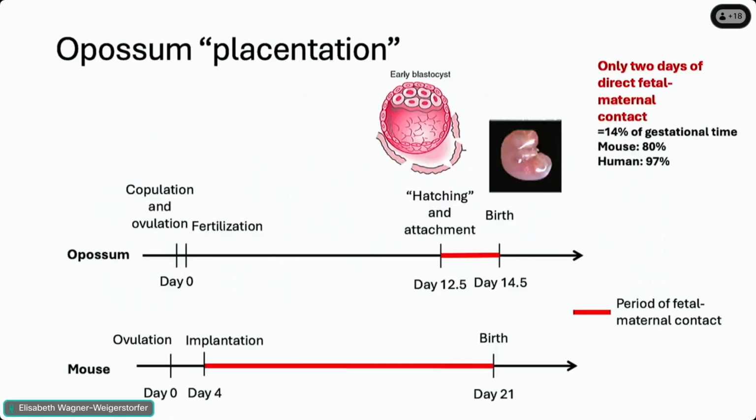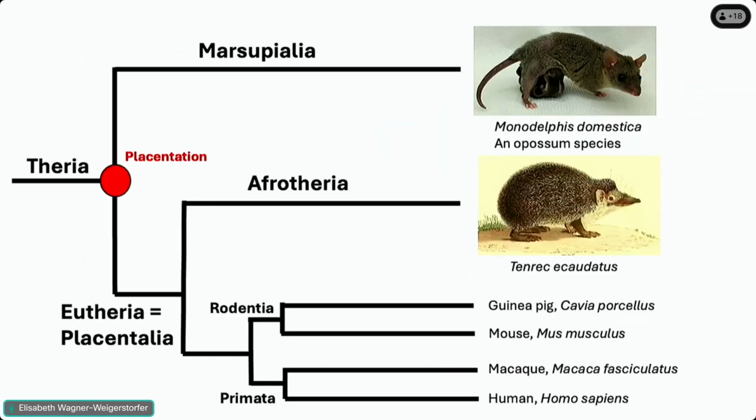If you compare this, for instance, with a mouse, a much smaller animal, implantation happens at day 4, and the actual placenta exists for about 17 days. So 80% of the gestational time is in direct contact between the mother and the fetus. And in the case of humans, it's actually 97% of the gestational time with direct contact.